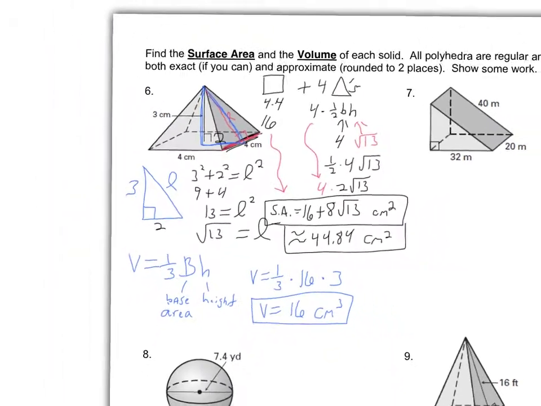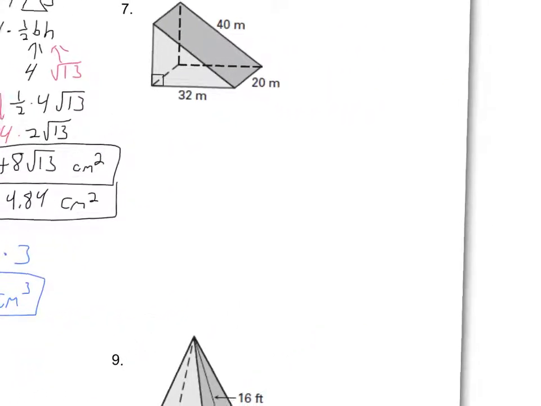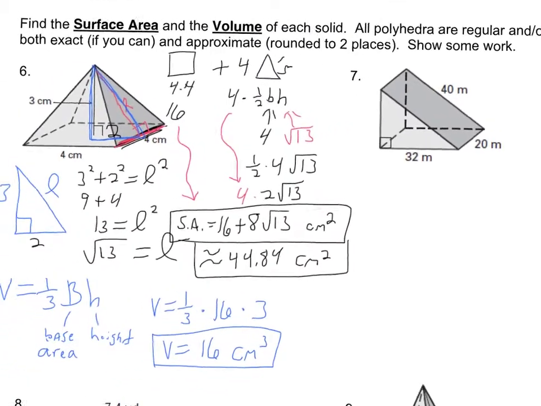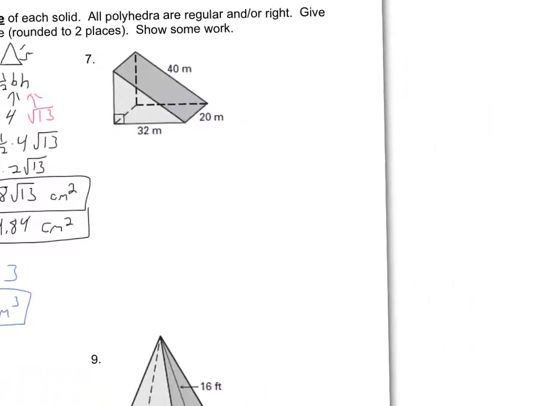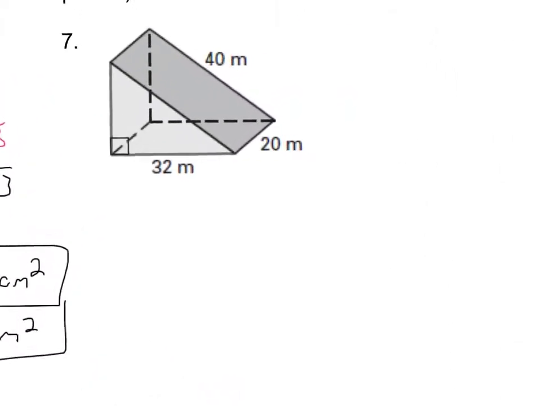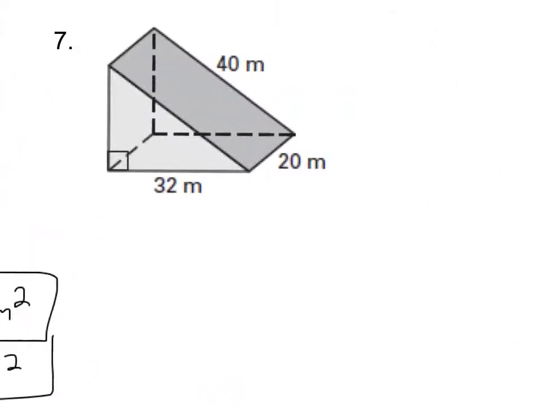All right, number 7. Do you see how number 6 and 7 are different? Number 6 is a pyramid. Everyone can see that. Number 7 is not a pyramid. Sometimes people get those mixed up. So what is number 7 then? It is a triangular prism. We have a triangle base, and that triangle is repeated throughout.